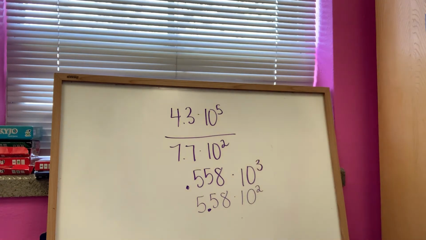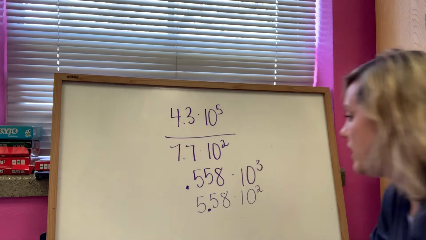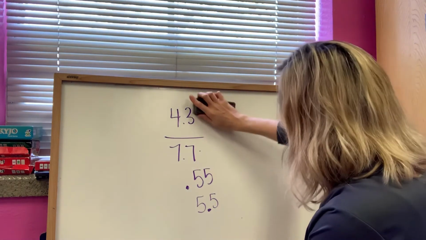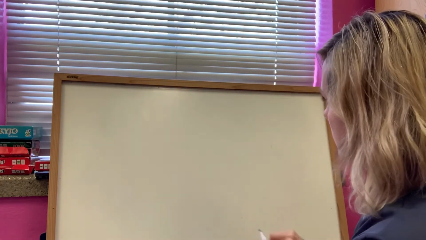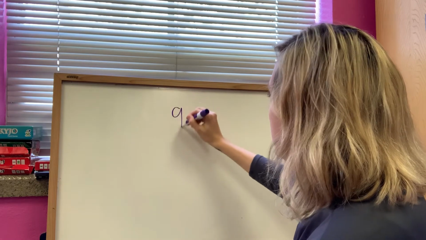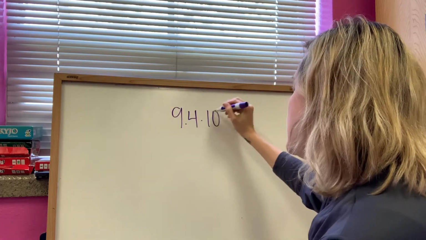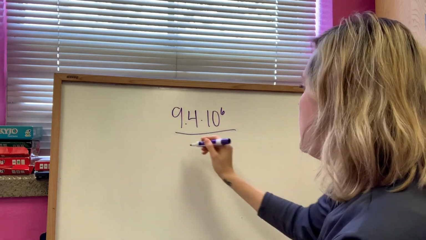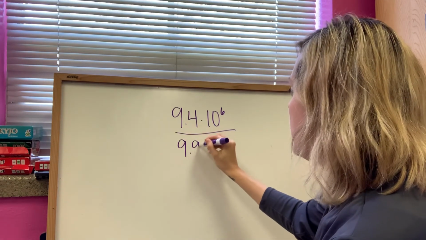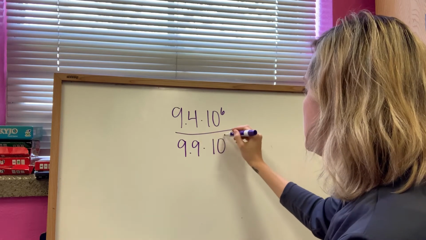So it's kind of like the product rule. You got to make sure that first number is in between 1 and 10, and if it's not, you have to move your decimal, but then you have to account for that with your exponent with the 10. So let's do another one like that. 9.4 times 10 to the 6th divided by 9.9 times 10 to the 4th.